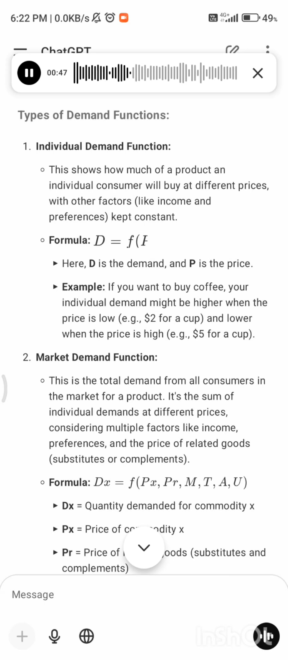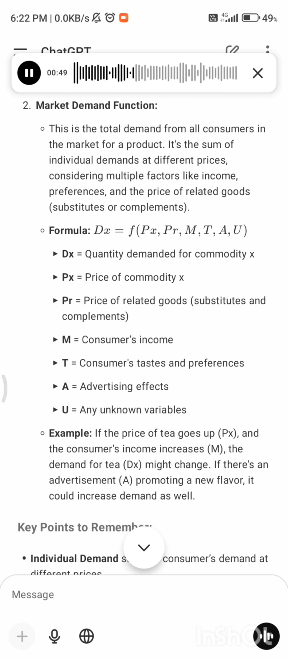2. Market demand function. This is the total demand from all consumers in the market for a product. It's the sum of individual demands at different prices, considering multiple factors like income, preferences, and the price of related goods, substitutes or complements. Formula: Dx equals f(Px, Pr, M, T, A, U).